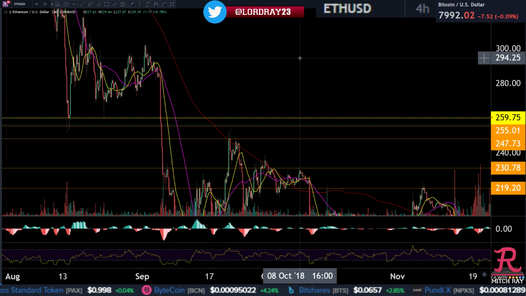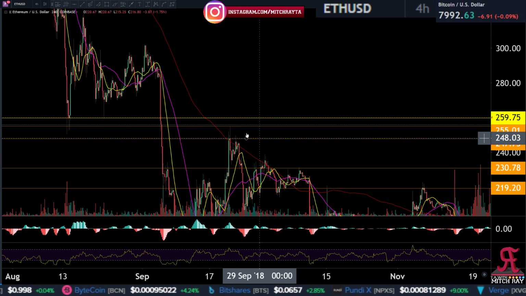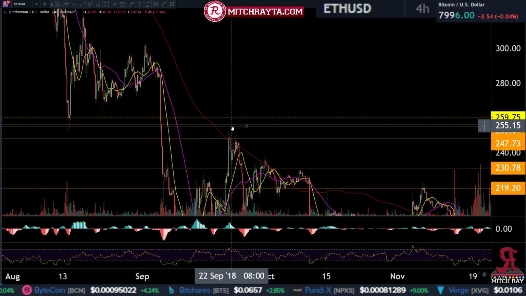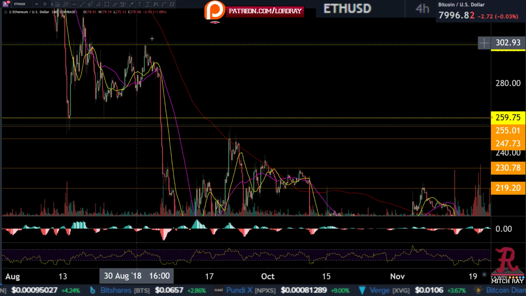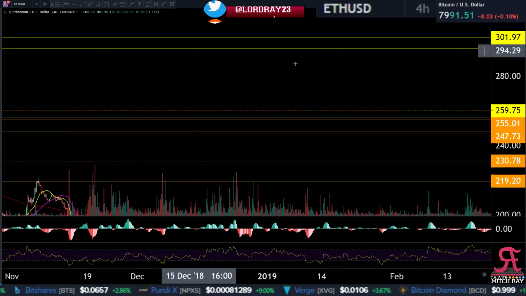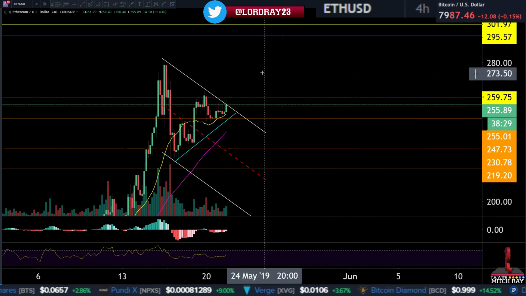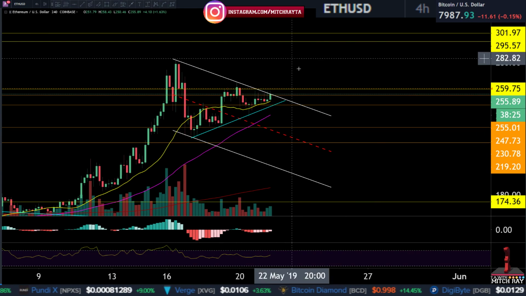Okay, so that's it. There's really no overhead resistance where we are now. If we're breaking this, there's no overhead resistance until $300. Okay, so that's the next big resistance. Let's plot that too. So big moves coming. Big moves coming on this asset just because we know what's happening.